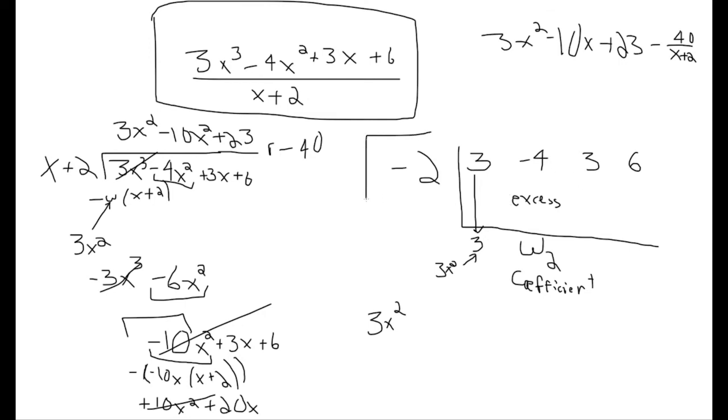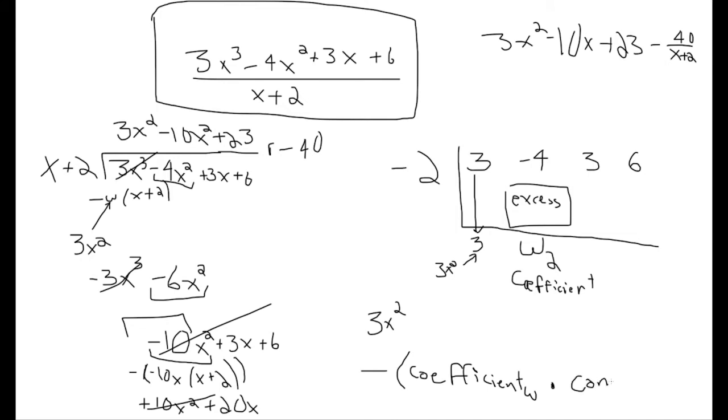Well, that's where this negative 2 that we drew comes in, okay? We know that this excess term, its coefficient is going to be the same thing as negative coefficient of the w, and I'll explain what I'm doing in a second. Coefficient sub w times the constant in the binomial.